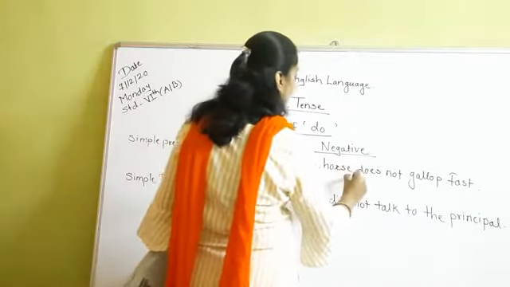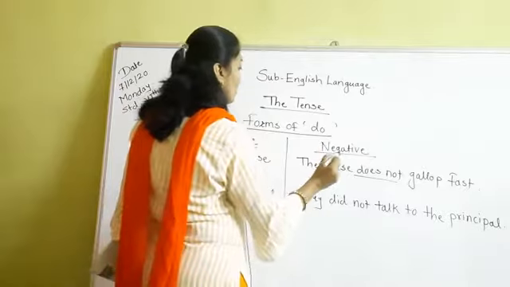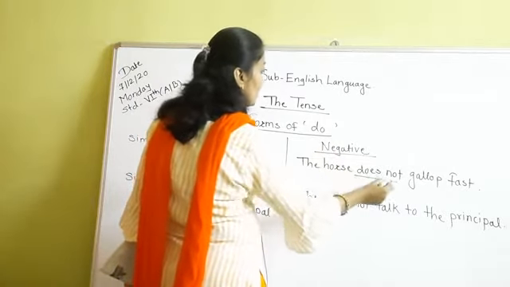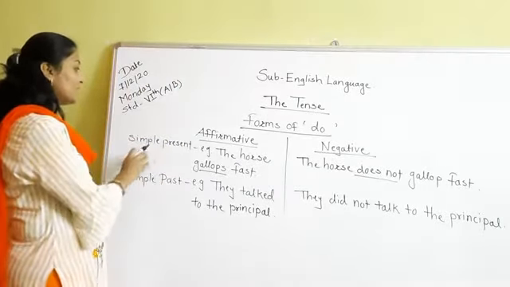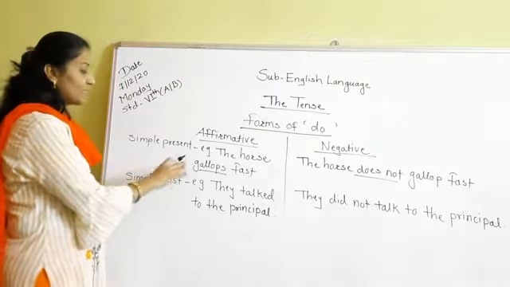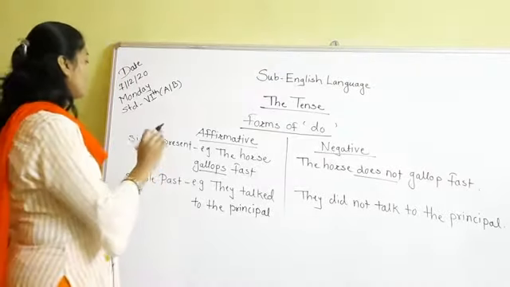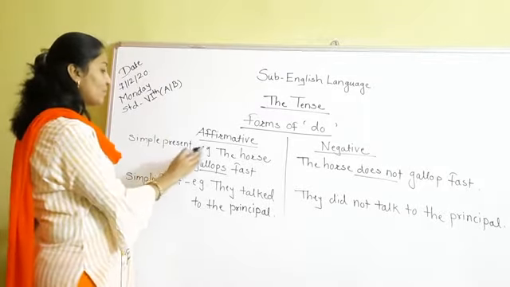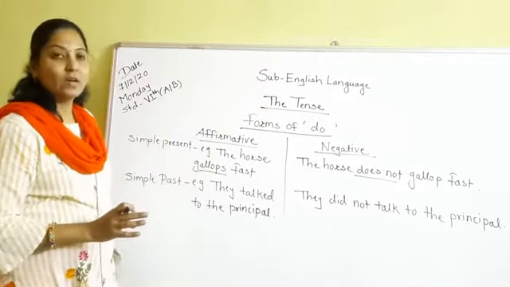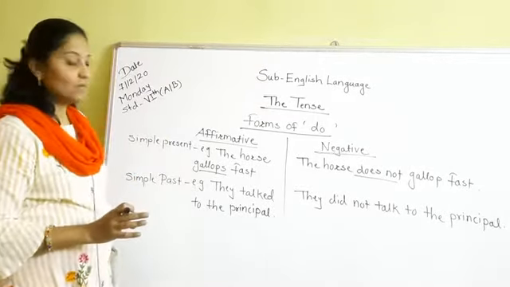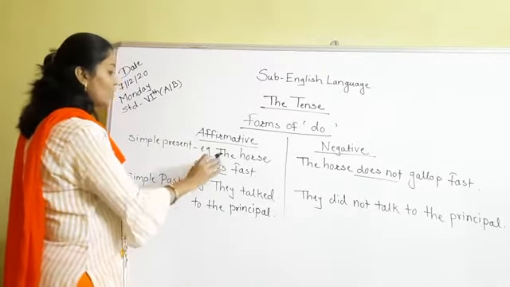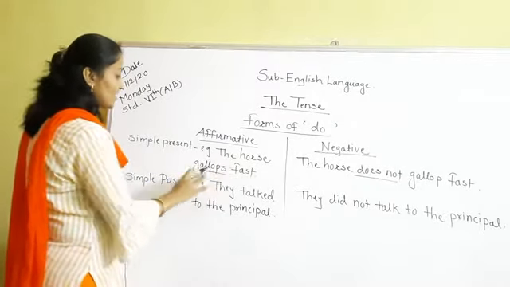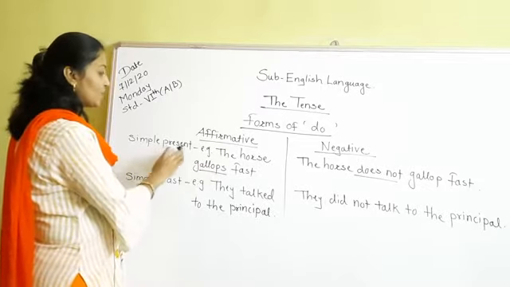Means only we have to add the verb of do, that is, does not gallop fast. Okay. Now see students, the first sentence that we have written here is of simple present tense, and how have we identified that this sentence is of simple present tense? Because we have used verb plus s here. The horse gallops fast. Gallop is our verb and we have added s to that. So this shows that this sentence is of the simple present tense.